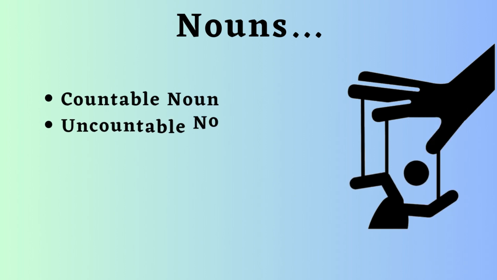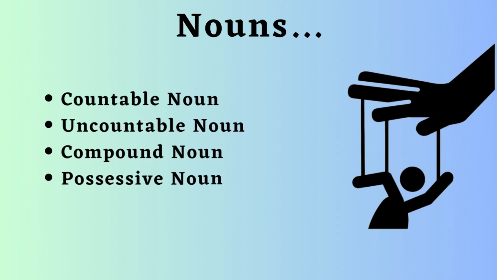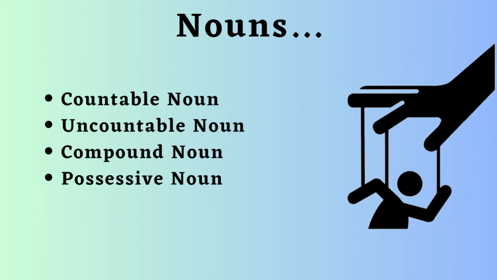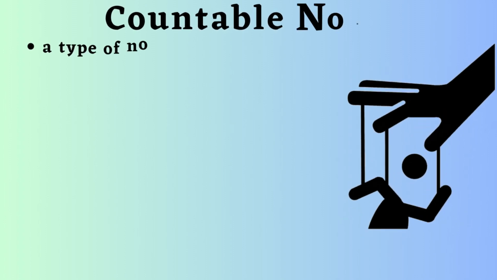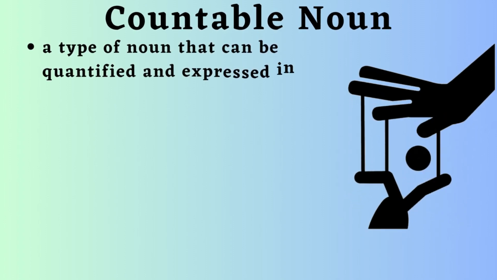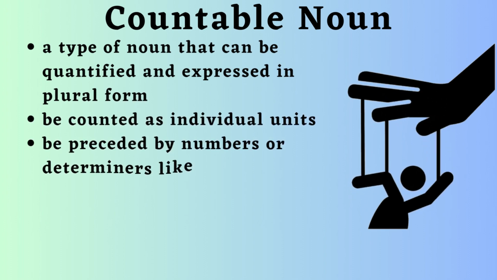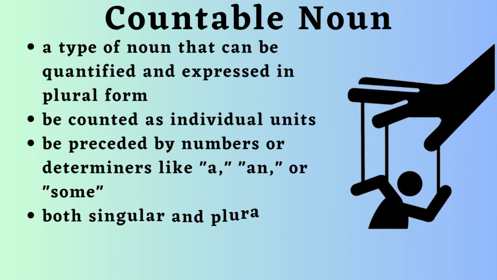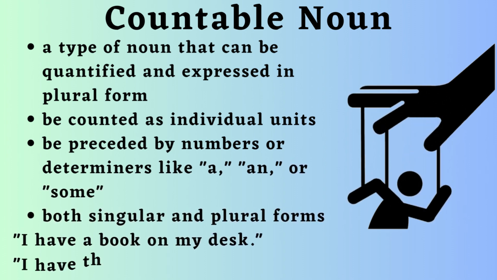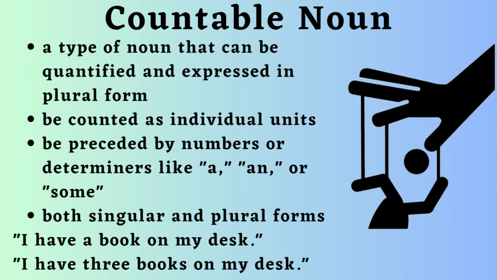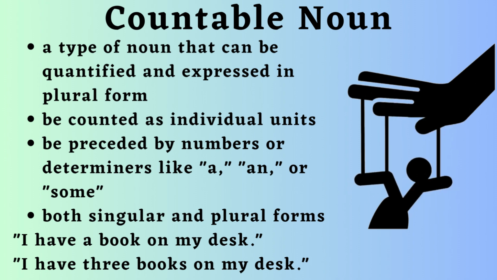and relationships. Now, let's have a look at certain other kinds of nouns like countable noun, uncountable noun, compound noun, and possessive noun. Now, let's check about countable and uncountable nouns. A countable noun is a type of noun that can be quantified and expressed in plural form. So, it is indicating that it can be counted as individual units. These nouns can be preceded by numbers or determiners like a, an, or some.